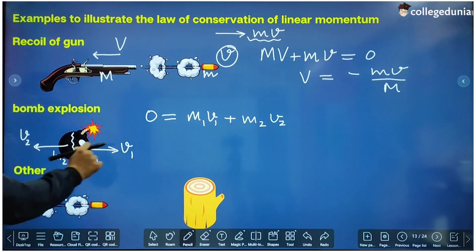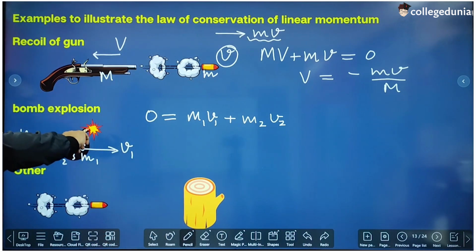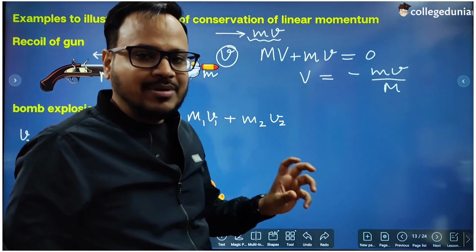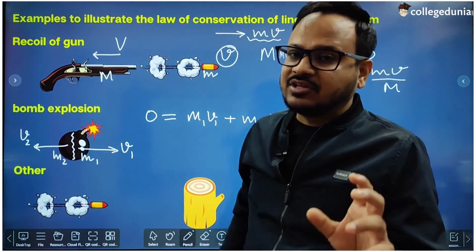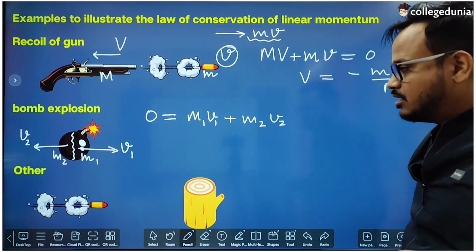Now they are moving along the same straight line, but even if there is a third fragment which is moving in some other direction, then the vector sum of the momenta of the 3 particles will again be 0. We'll do a question like that, right?